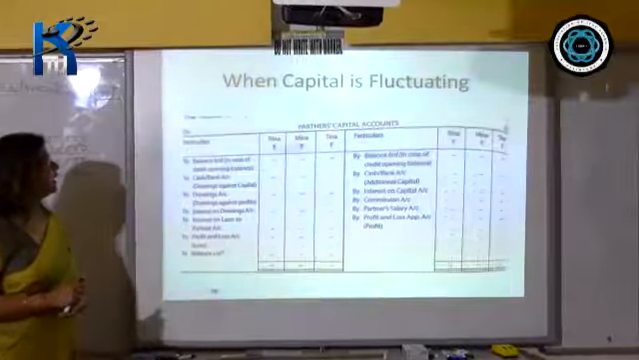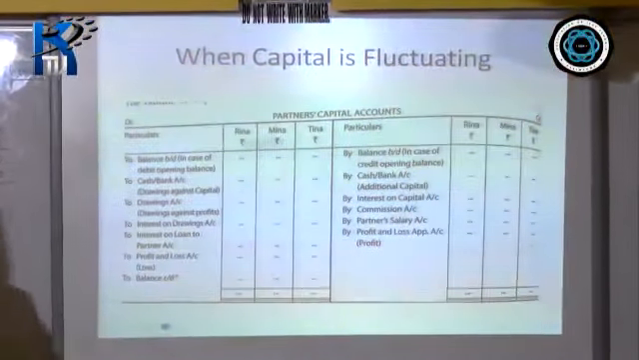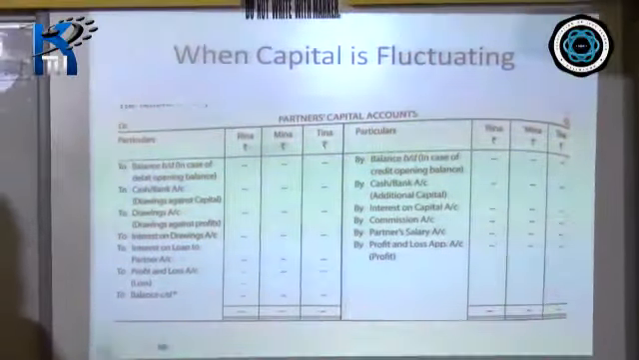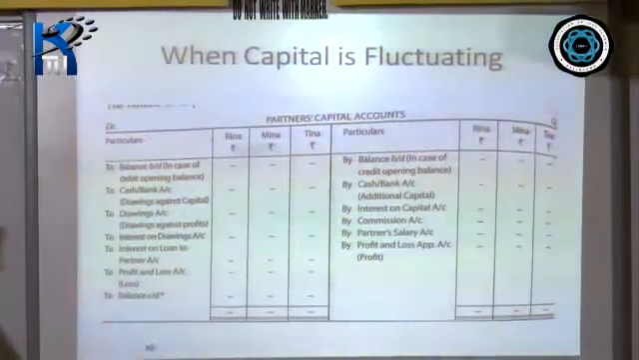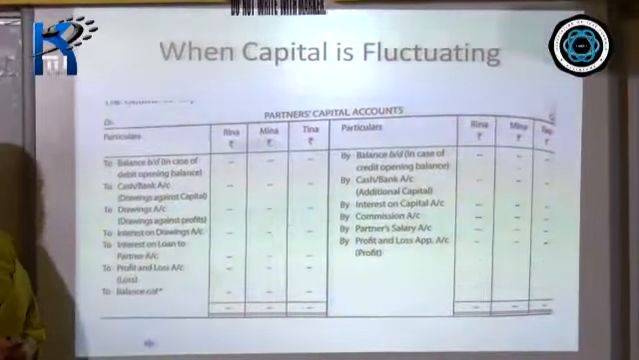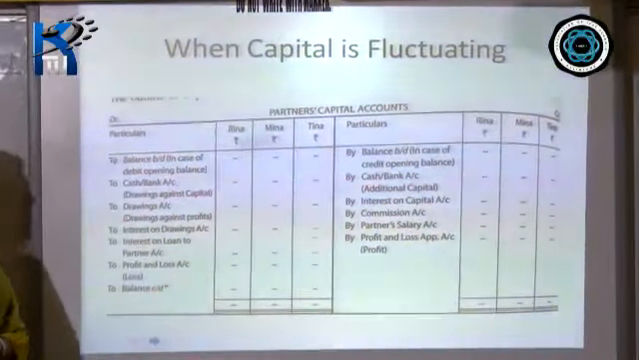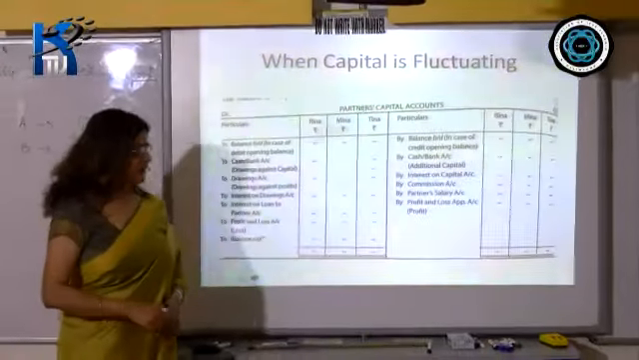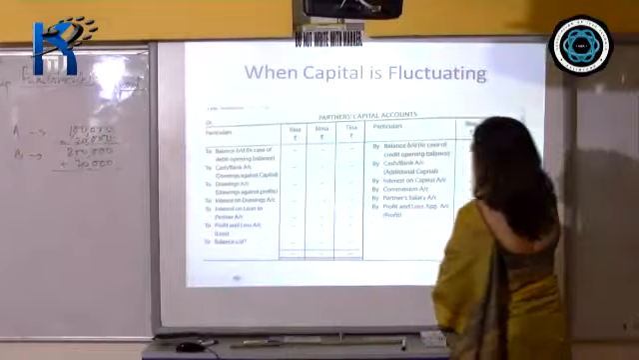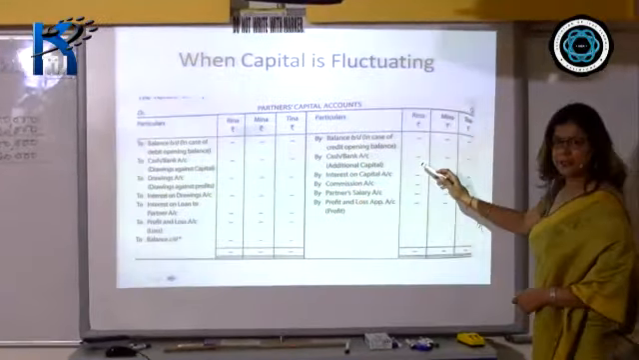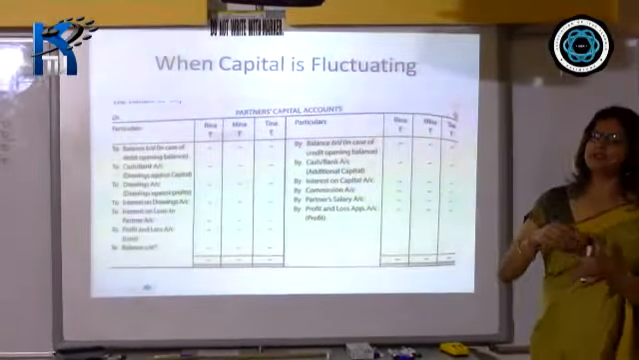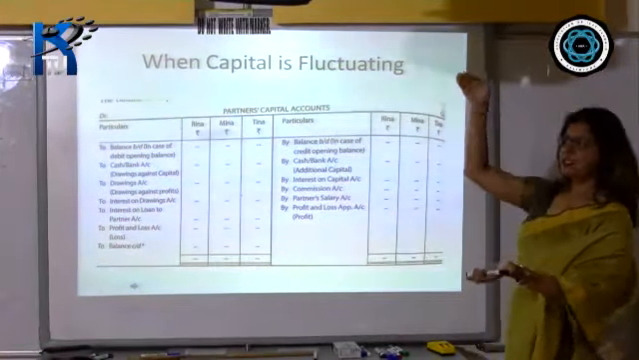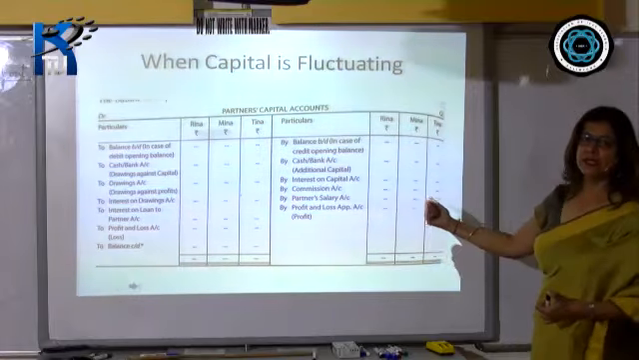Now, when we talk about capitals which are fluctuating, that means there shouldn't be any bar that the capital has to remain fixed. It can vary. That is how we say the capital is fluctuating. We also say it's floating. So when the capital is fluctuating, you bring down the balance of the capital. You add additional capital here. More or less, the two accounts that we prepared in the initial topic, we just club in those two accounts and one account is formed.